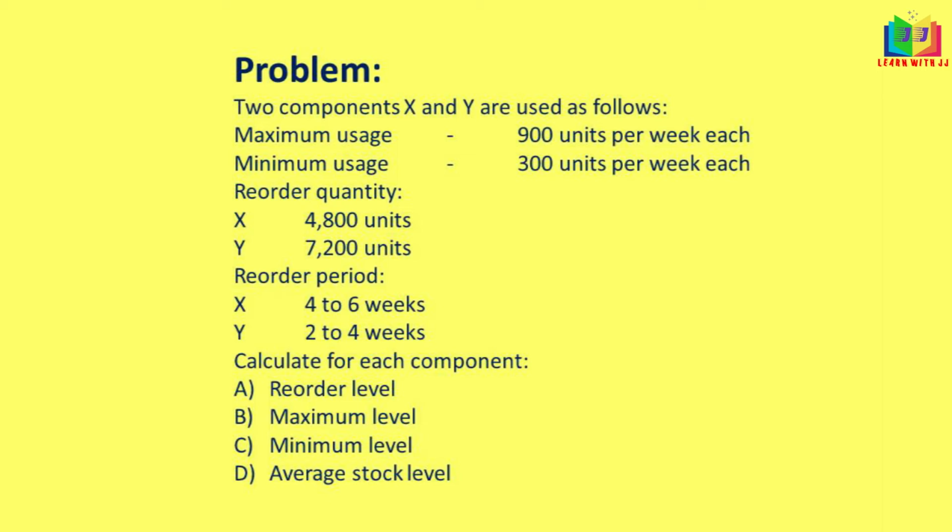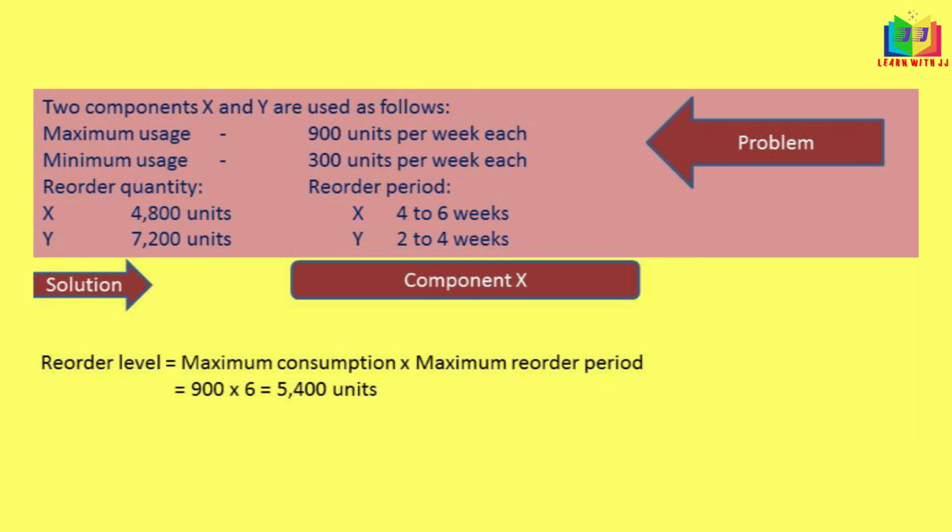In this problem, we don't have normal usage and normal reorder period. We have to calculate that using those two formulas. Okay, we'll start doing the problem for component X. First one we have to calculate is reorder level, and the formula is maximum consumption into maximum reorder period. Here the maximum usage is 900 units per week for each. For both X and Y it is 900 only. So we can take that 900, and the maximum reorder period is 6 weeks. So 900 into 6 will get 5400 units.